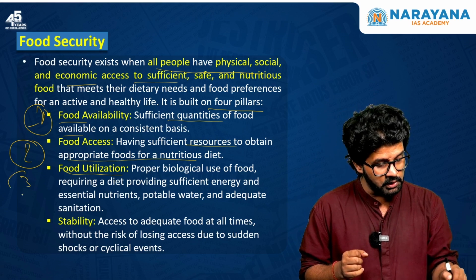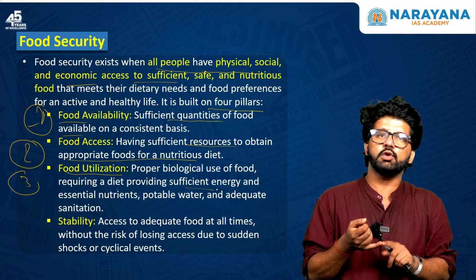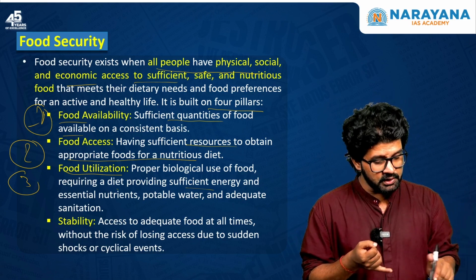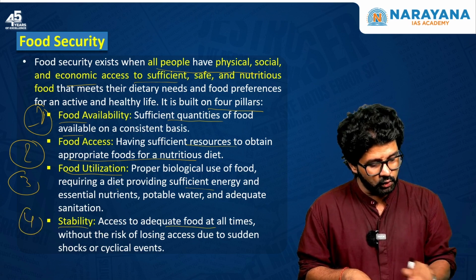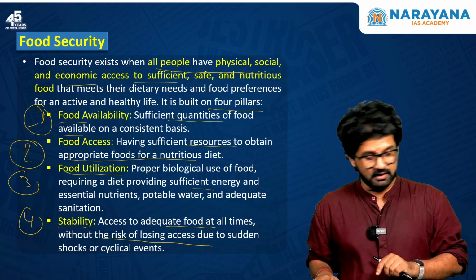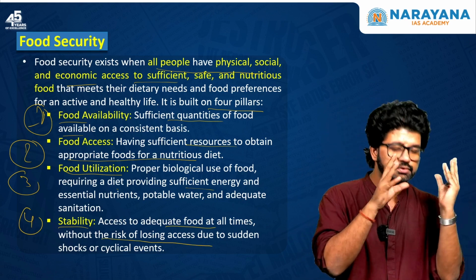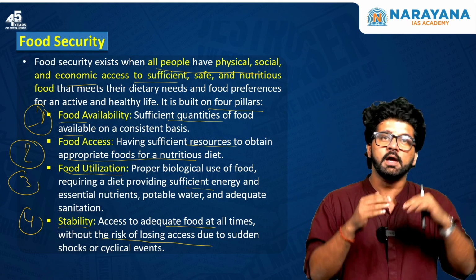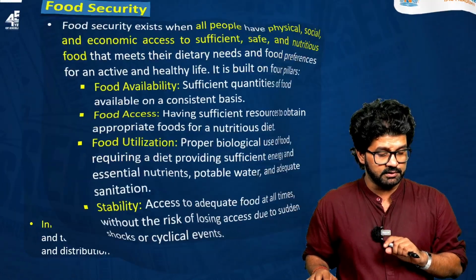Food utilization, proper biological use of food requiring a diet providing sufficient energy. It's not like you're eating chili noodles or something like that. No. It should provide sufficient energy and essential nutrients. And then stability, access to adequate food at all times without the risk of losing access due to sudden shocks or cyclical events. So all these 4 are the pillars on which food security is based. It's not just about food availability or access or utilization or stability. It's about all the 4 at once, right? You should be having these pillars.